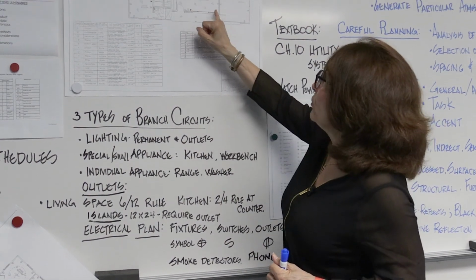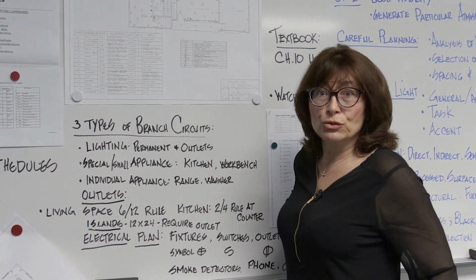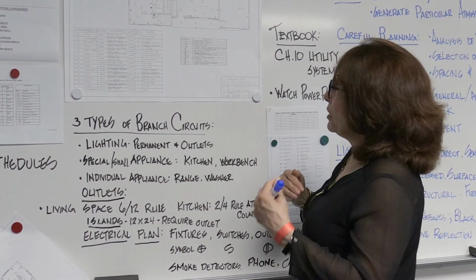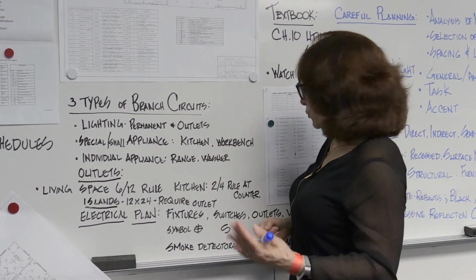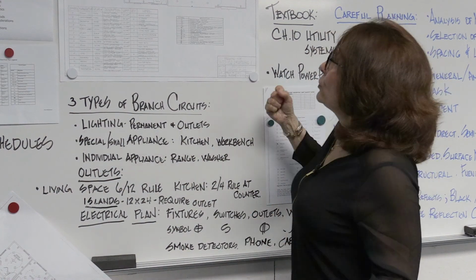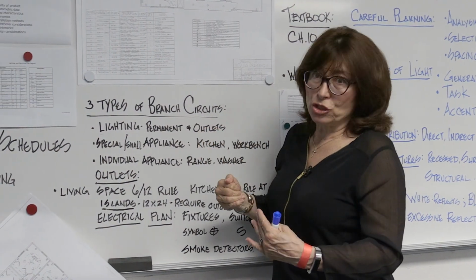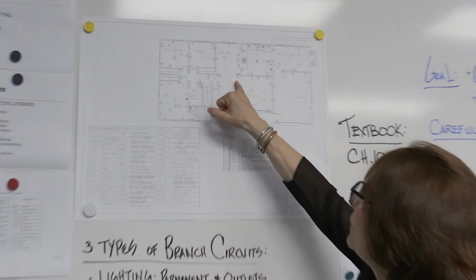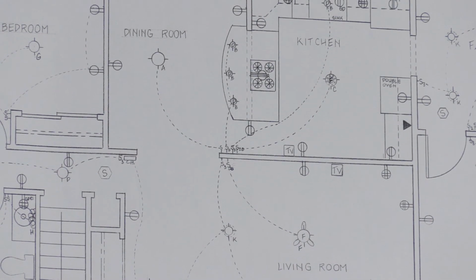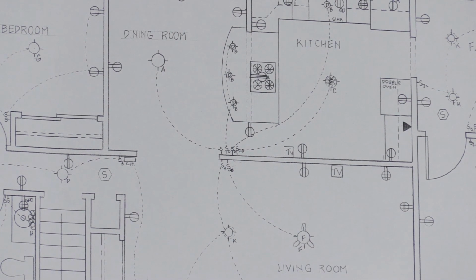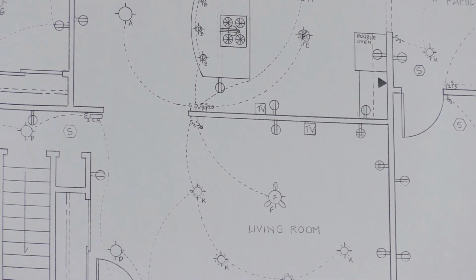You have to identify all your outlets and make sure you're following your 6-12 and your 2-4 rule, the 6-12 for the living spaces, and the 2-4 for the kitchen. You're going to show wiring, and the wiring goes from the switch to the fixture. From that switch, you'll have a dotted line that is created using a circle template, because it is a curve. It is not a straight line, it is a curve. And you can use the circle template to show the wiring.